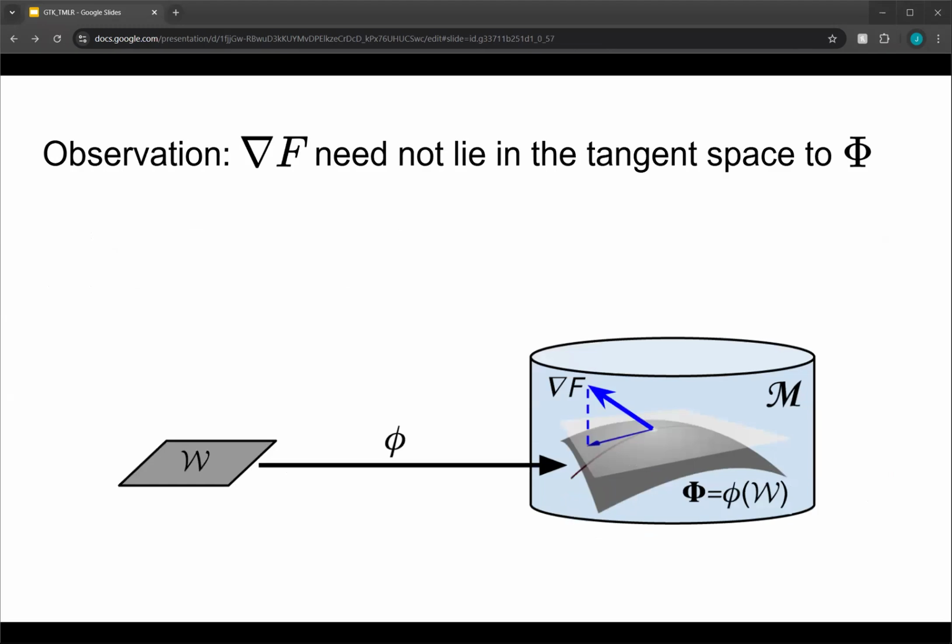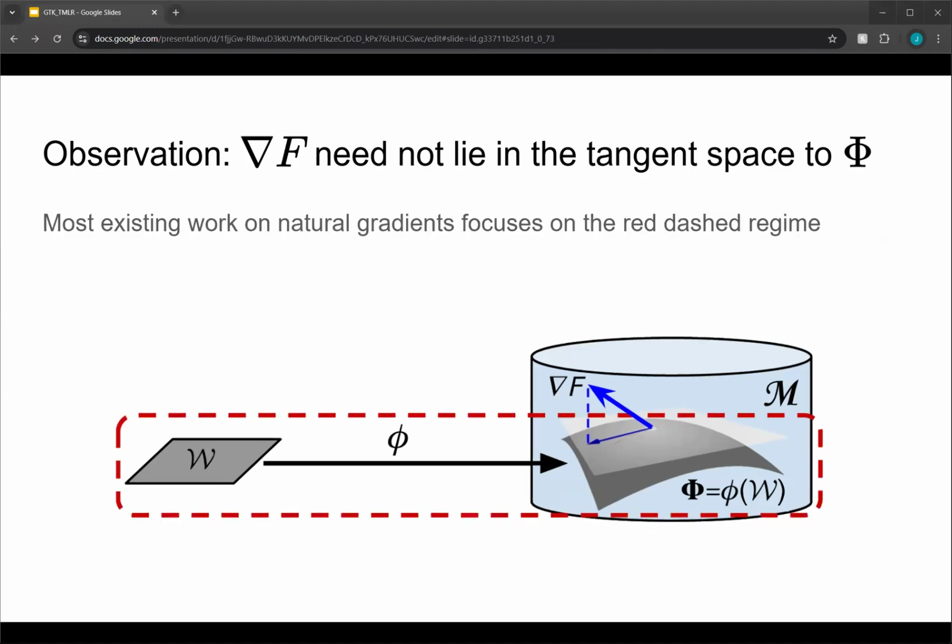However, a key argument of ours is that the gradient of F need not lie in the tangent space of big Phi. As shown in this picture, it could point to any direction in the ambient space big M. As a result, what we need first is an approximation of grad F on the tangent space of big Phi before pulling it back to W. But most existing work on natural gradients focuses on the red dashed region in this picture, that is, pulling back the loss gradient from the tangent space of big Phi to the parameter space W.